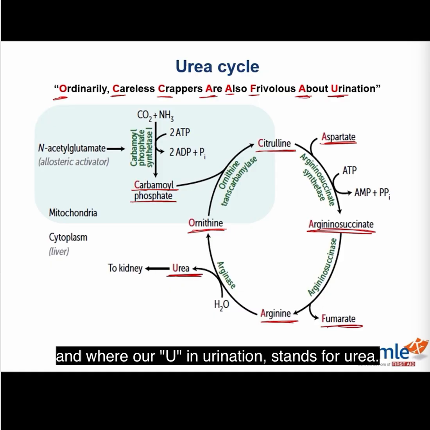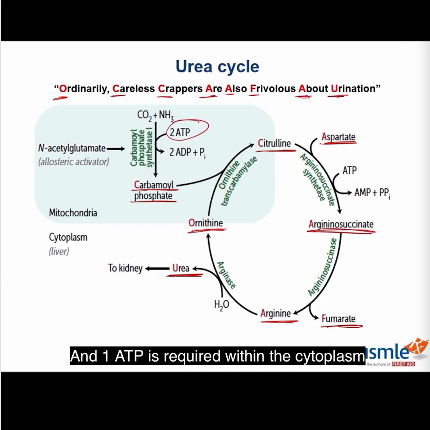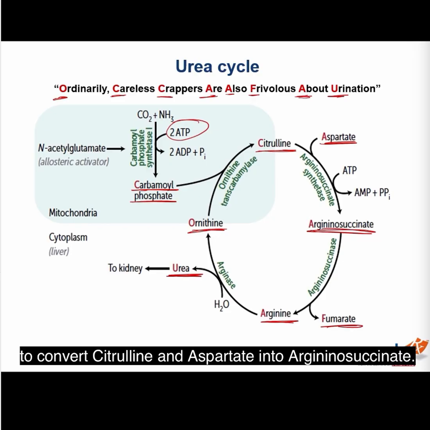Now last of all, it's important to note that the urea cycle requires energy, particularly about 3 ATP. 2 ATP are provided within the mitochondria to start the process, and 1 ATP is required within the cytoplasm to convert citrulline and aspartate into argininosuccinate.